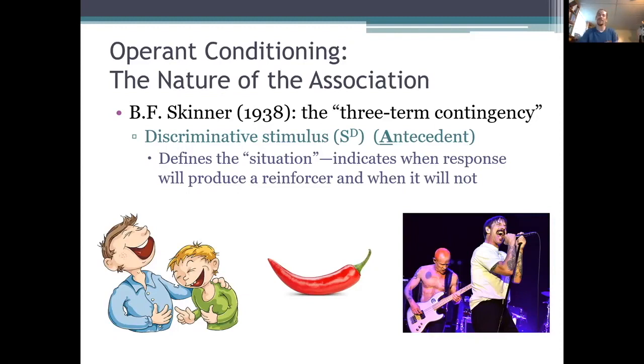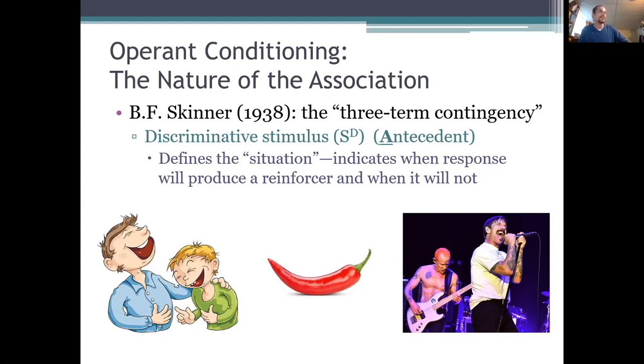So again, the same behavior, telling the joke in this case, can produce different consequences around different people, right? It has different consequences when you're in the presence of those different discriminative stimuli. And so that's why we do often take present company into account when we decide how we're going to behave.